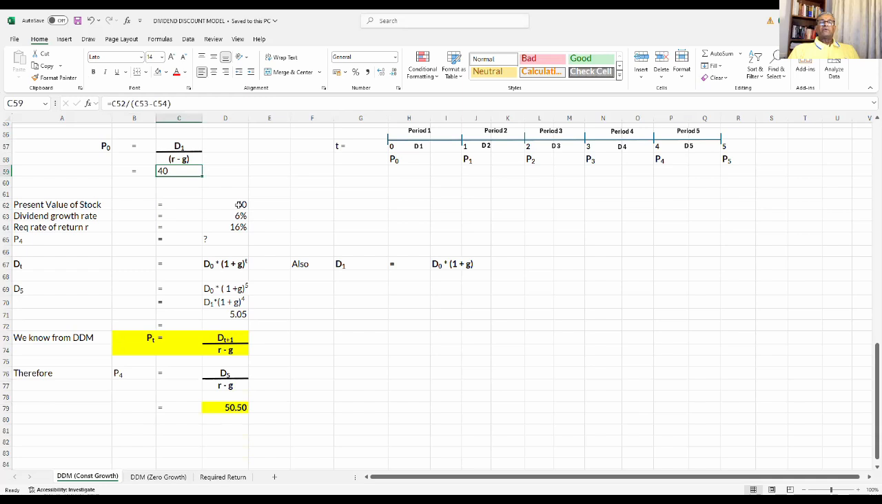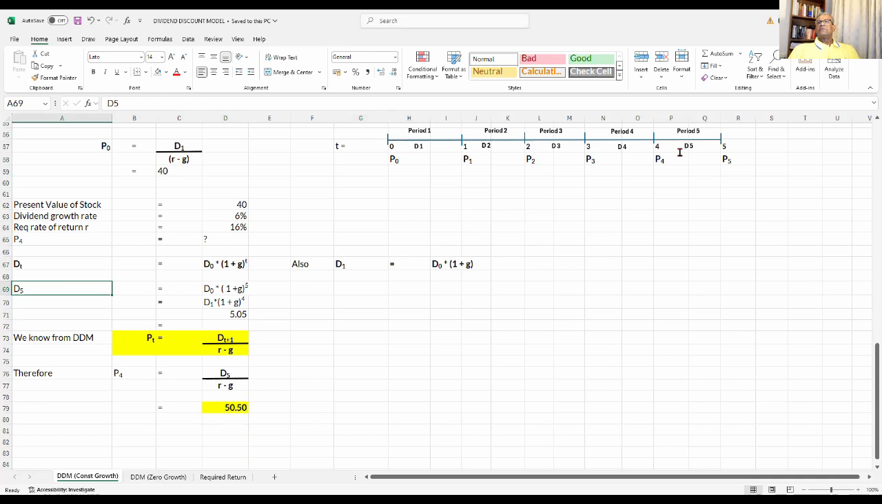What we have found out is P0 equal to 40, the dividend growth rate is 6, and the required rate of return is 60. So now the second part of the question is what is P4? Let us see, Dt equal to D0 times (1 plus g) to the power t, and D1 equal to D0 times (1 plus g). So we find out what is D5.